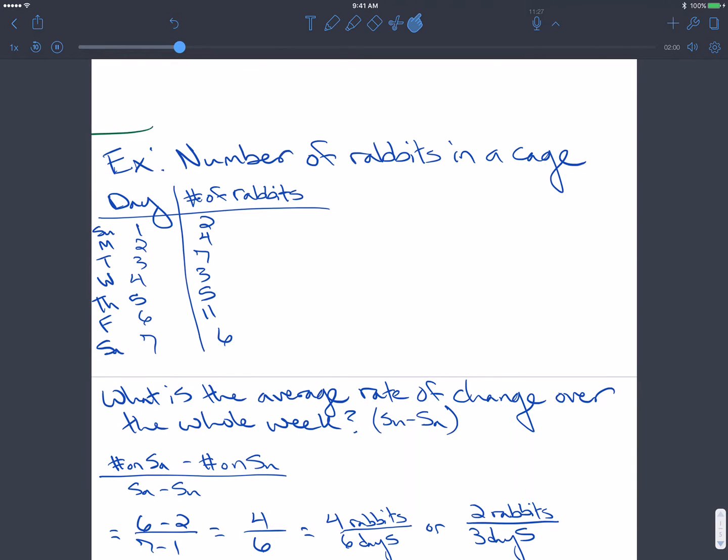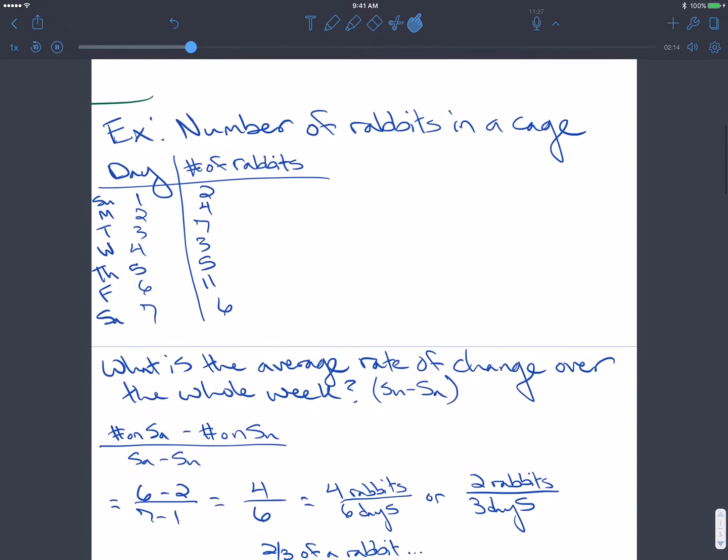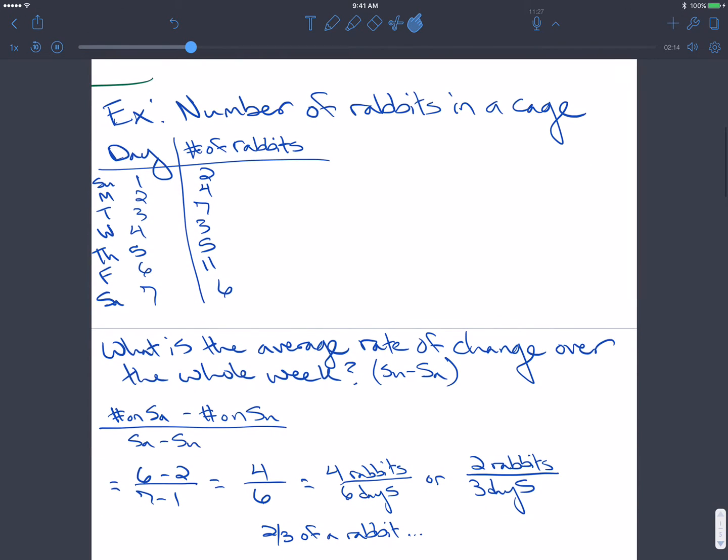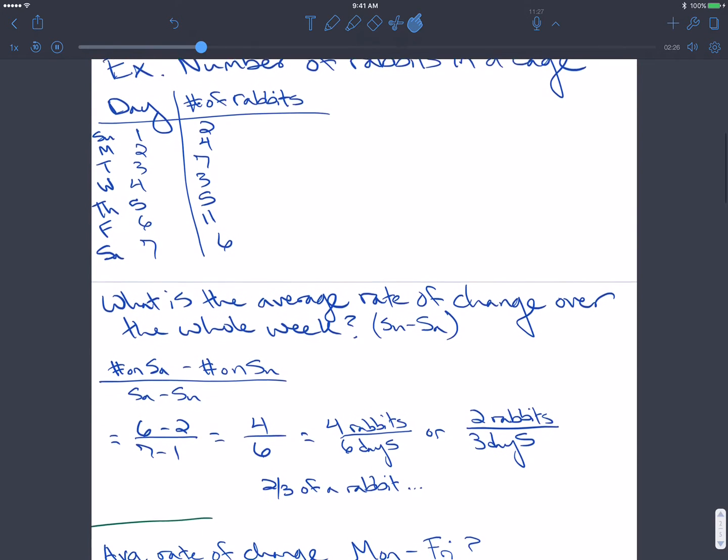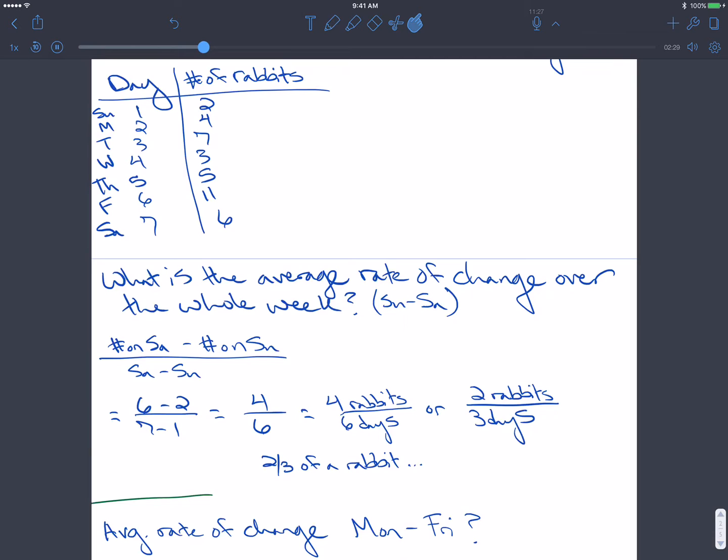And then we could just simplify. 6 minus 2 gets us 4. 7 minus 1 gets us 6. So we have an average rate of change of 4 rabbits every 6 days, which we can reduce to 2 rabbits every 3 days as our average rate of change. 2/3 of a rabbit is disturbing, right? We're not gaining 2/3 of a rabbit per day, but we are gaining an average of 2 rabbits every 3 days. Okay?